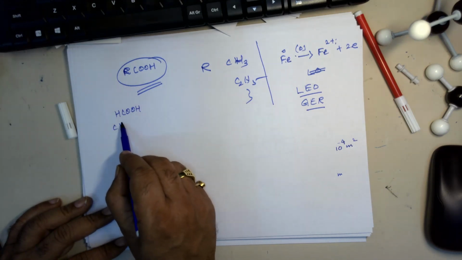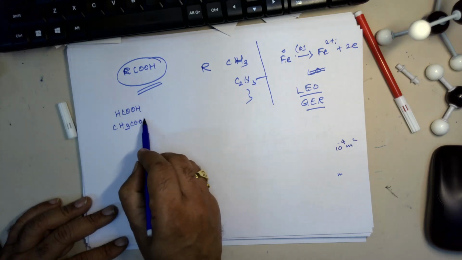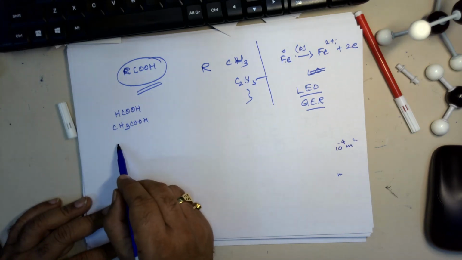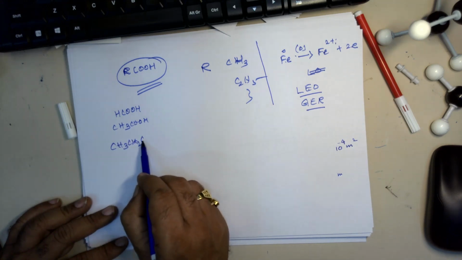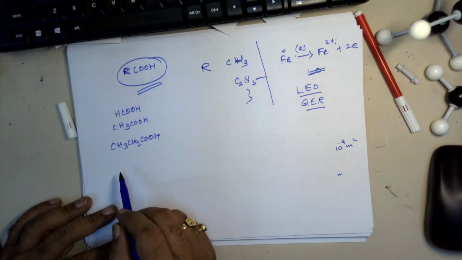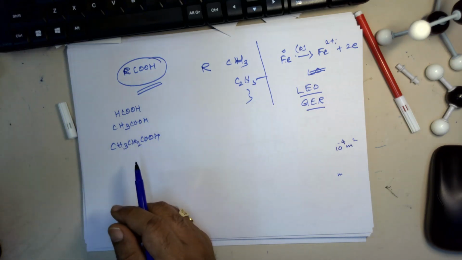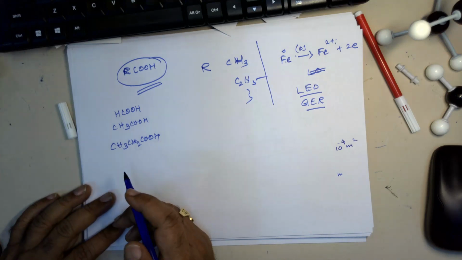And what about the next acid? CH3COOH, acetic acid, that is ethanoic acid. Next acid, propanoic acid, that is CH3CH2COOH. This is called propanoic acid. Now they have asked which salt of carboxylic acid.